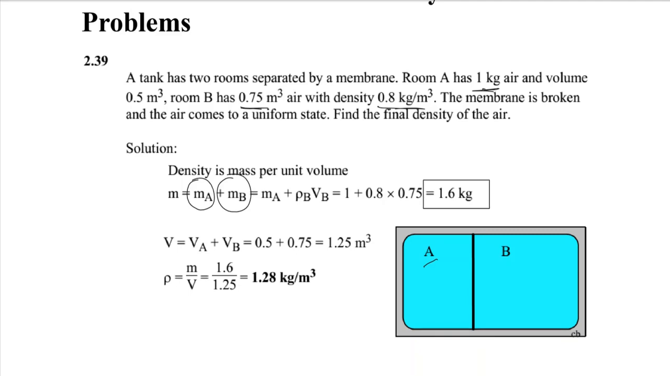Now we have the final volume from the volume of A and the volume of B. Volume of A is 0.5 cubic meter and volume of B is 0.75 cubic meter. Adding them, we have a final volume of the room, which is 1.25 cubic meter. The density is mass per unit volume. So mass is 1.6 and volume is 1.25, and we get the final density of the air in the room, which is 1.28 kg per cubic meter.